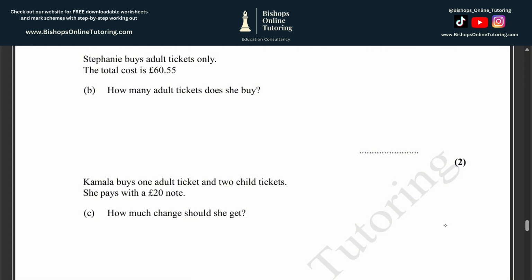Stephanie buys adult tickets only. The cost is £60.55. How many adult tickets does she buy? So £60.55 is equal to 6,055p. It's just going to be easy if we work everything out in the same unit of measurement and it's also not got any decimals. Now the adult tickets cost £8.65 each, which is equal to 865 pence.